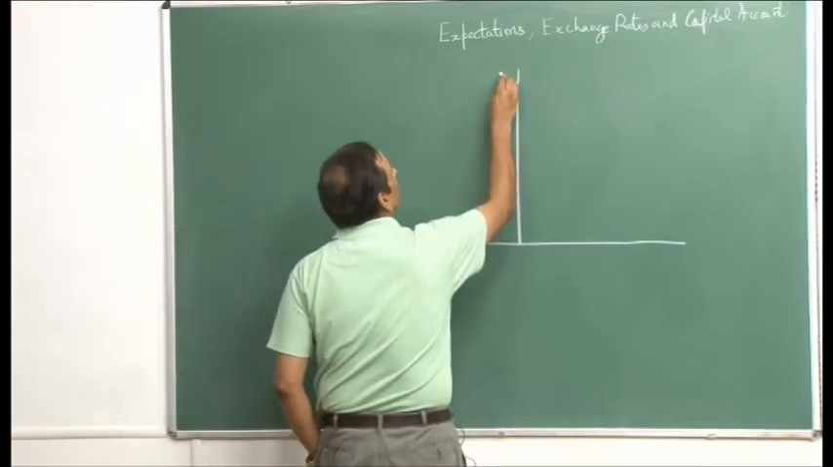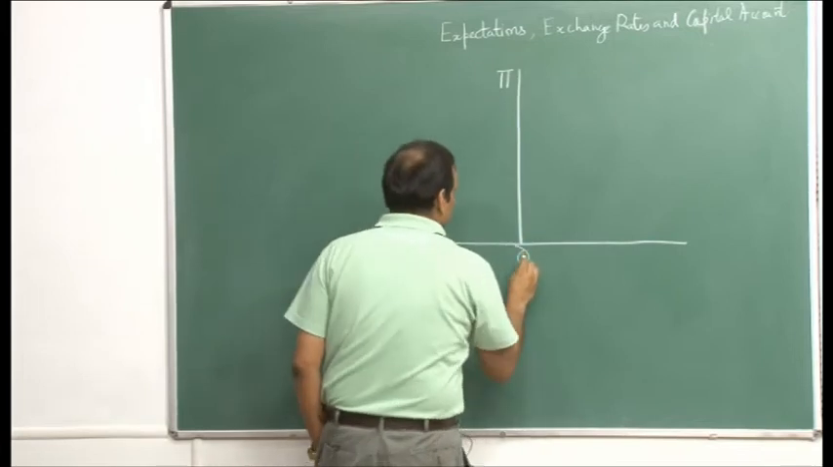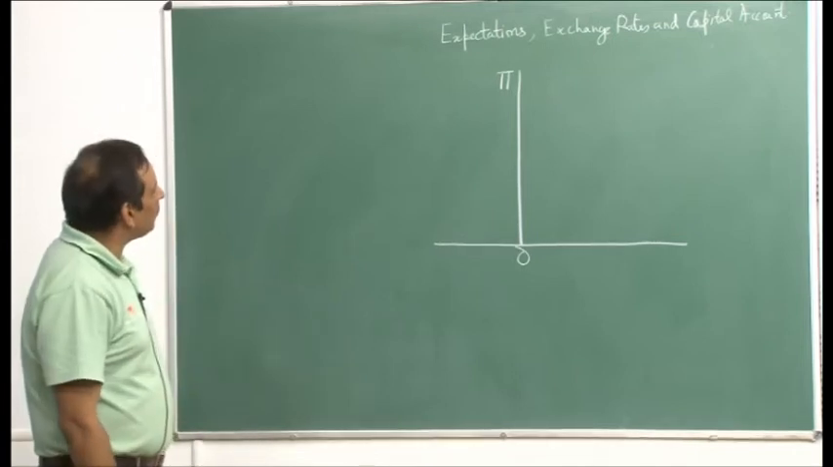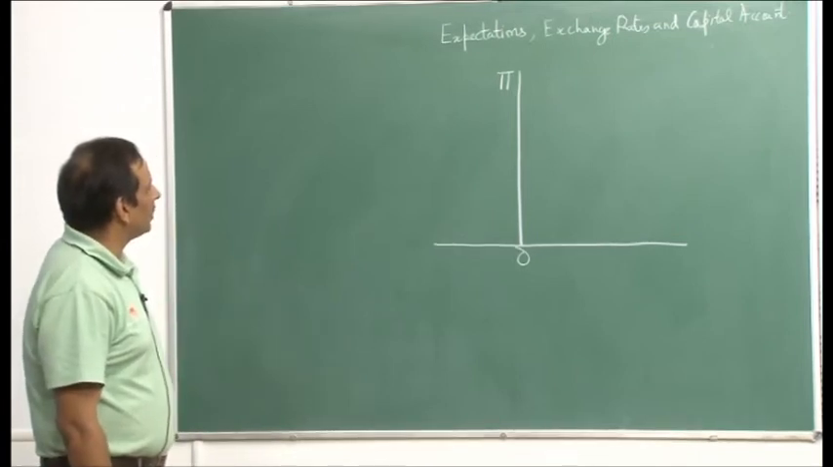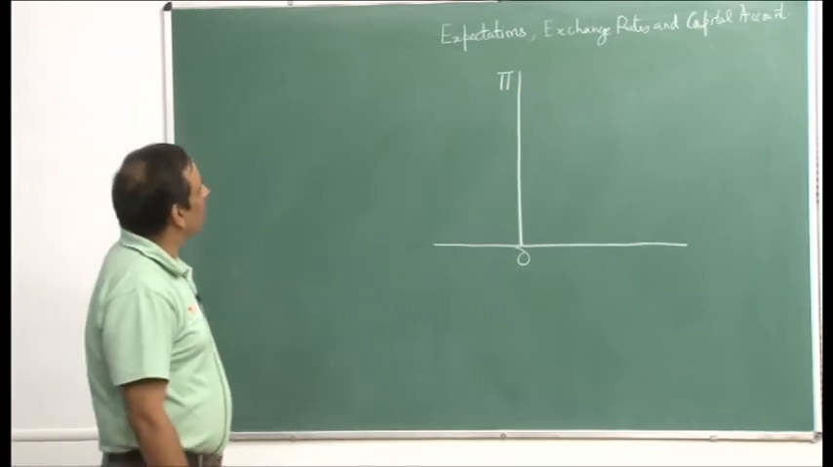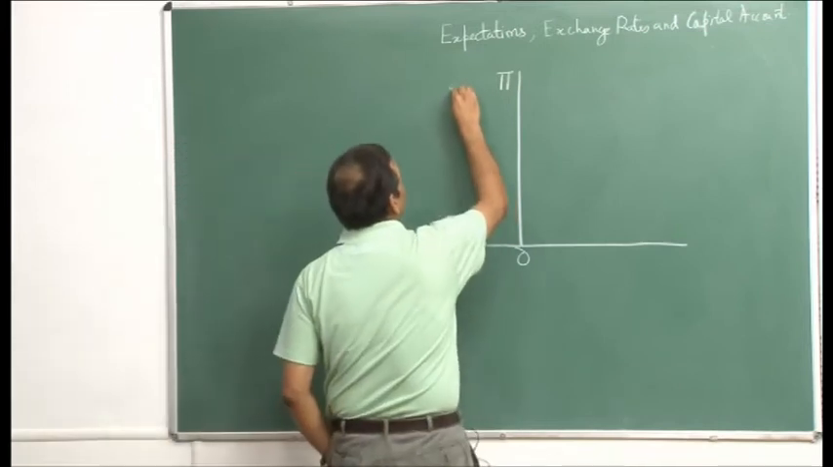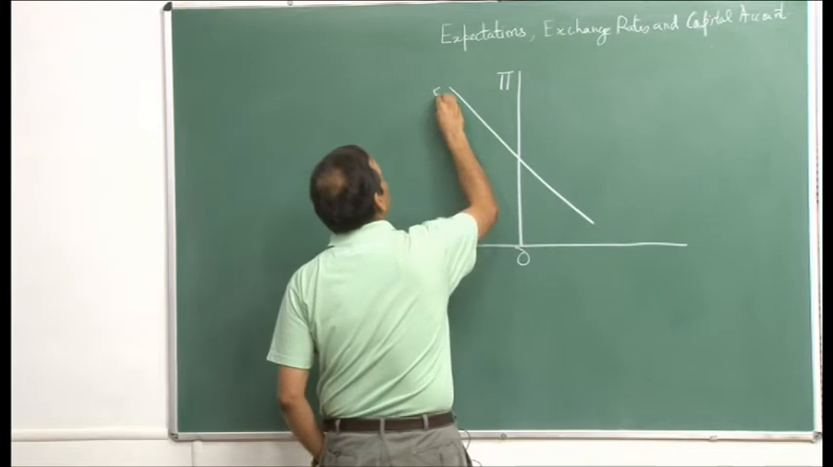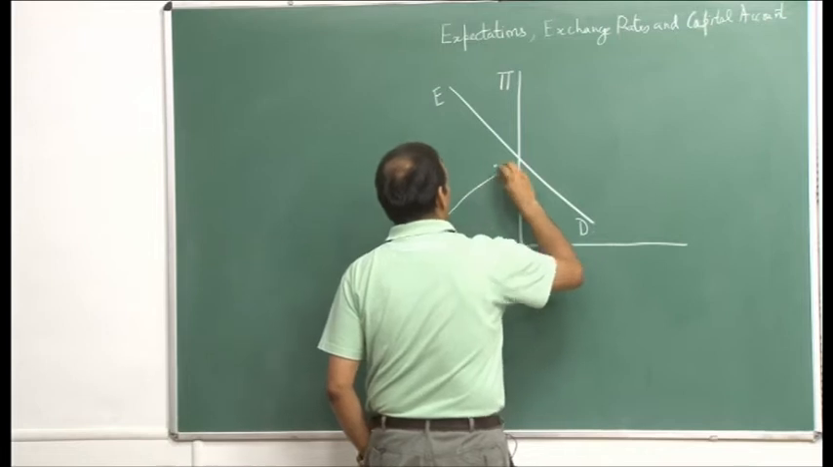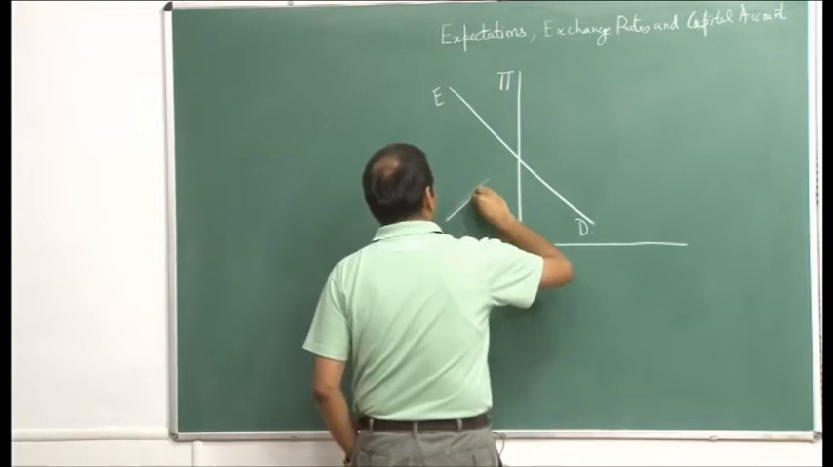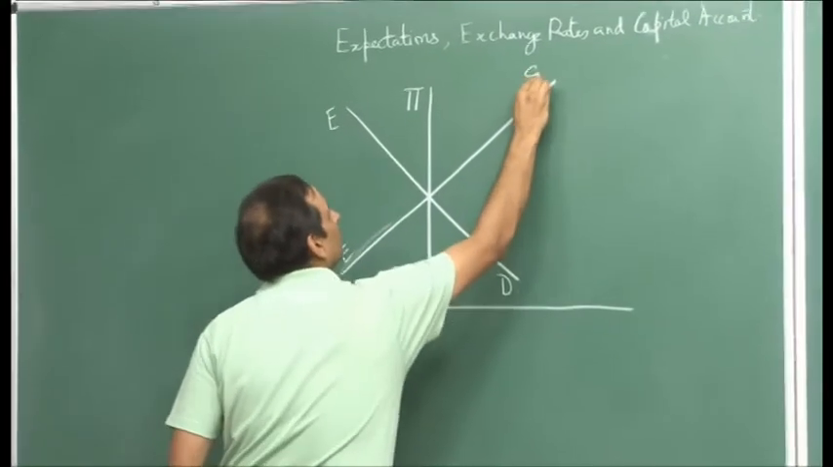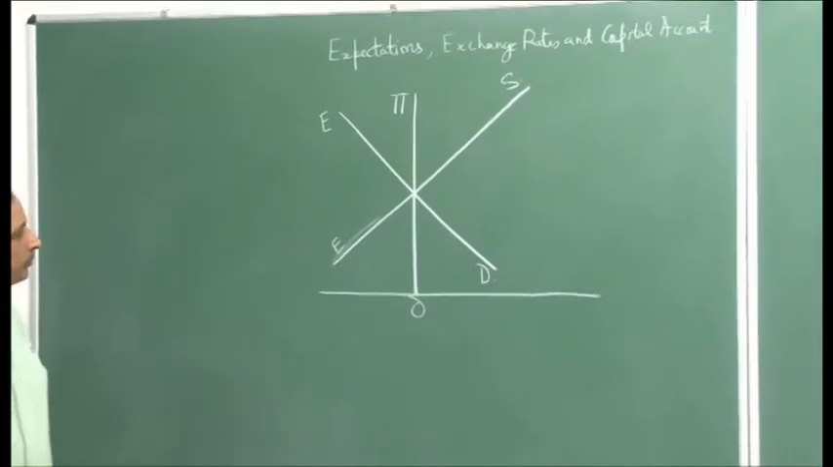So, in this diagram, on the y axis you have the exchange rates. It is 1 unit of foreign currency expressed in units of domestic currency, and then you have the usual downward sloping ED curve, and you have an upward sloping ES curve.